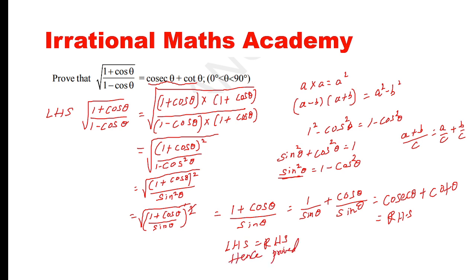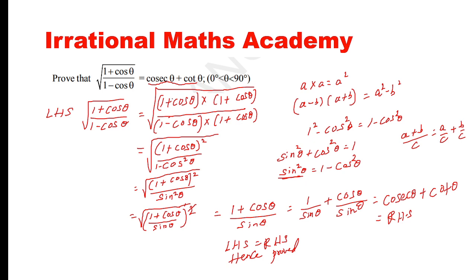Write down this one. Once again, I'll repeat here. First thing, I took the LHS part. What was the LHS part here? Under root of 1 plus cos theta by 1 minus cos theta. Then I rationalized this one. In the denominator 1 minus cos theta was there, right? So I multiplied by 1 plus cos theta by 1 plus cos theta.